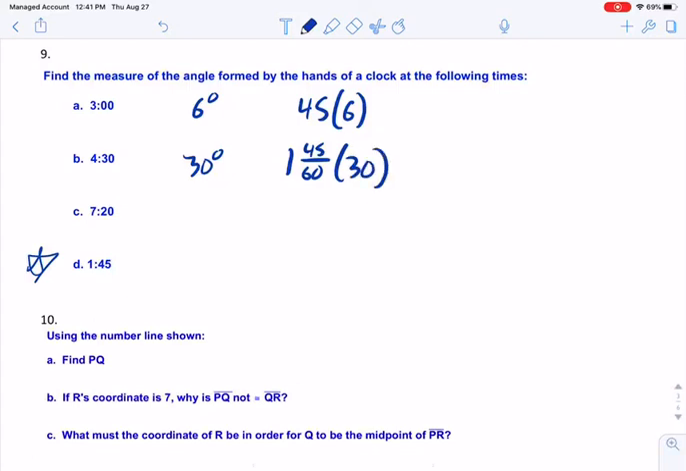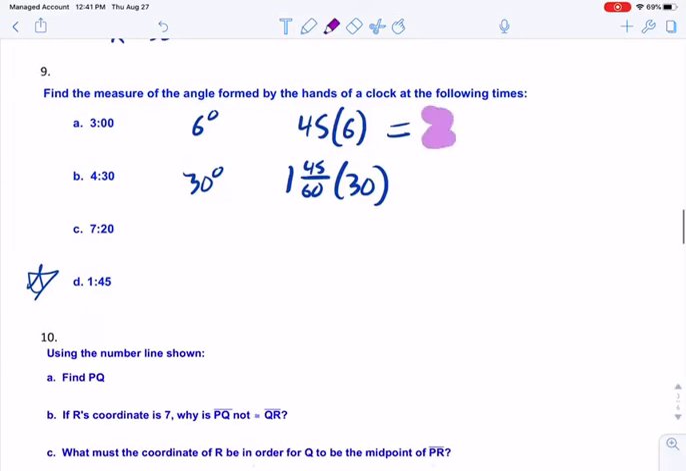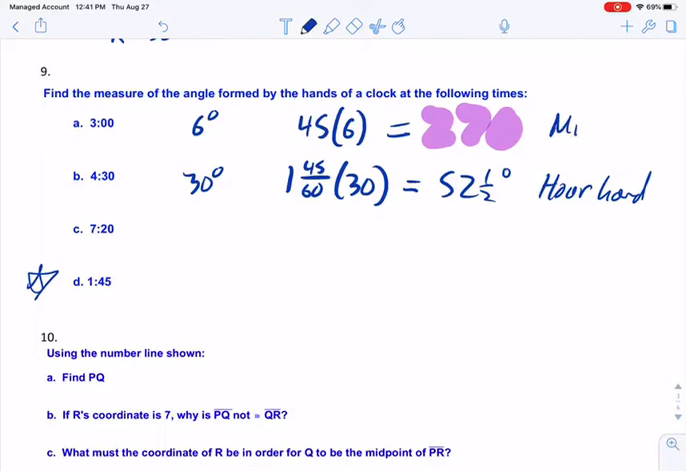So let's multiply these together. 45 times 6 is 270. Write that one in purple. And then 45 over 60 times 30 equals 52 and a half. So this is where the hour hand is. This is where the minute hand is. And you would subtract them to find the angle between them.